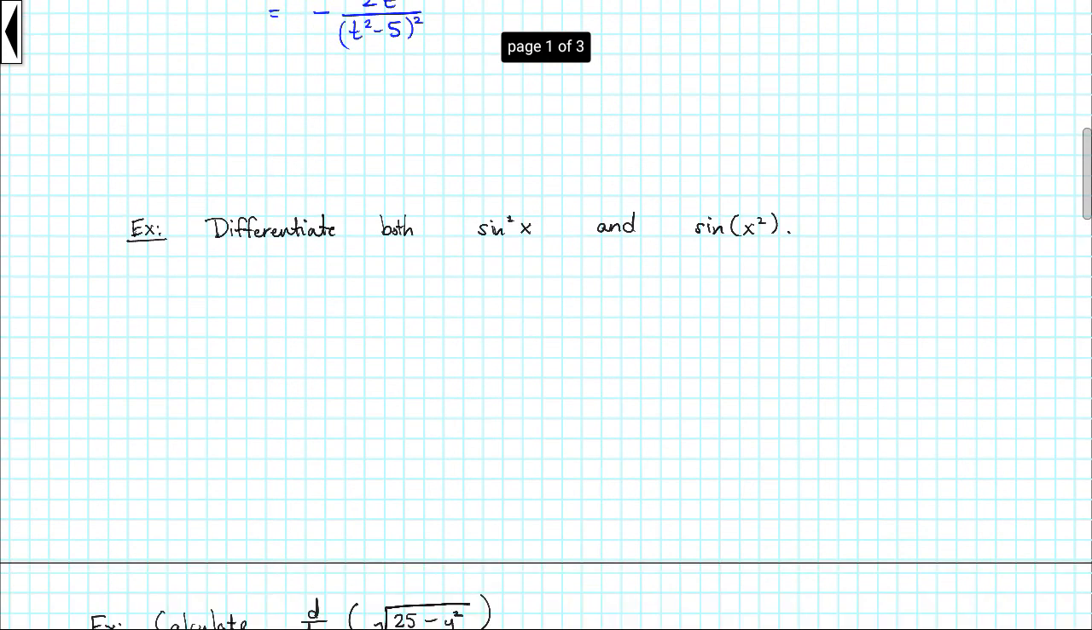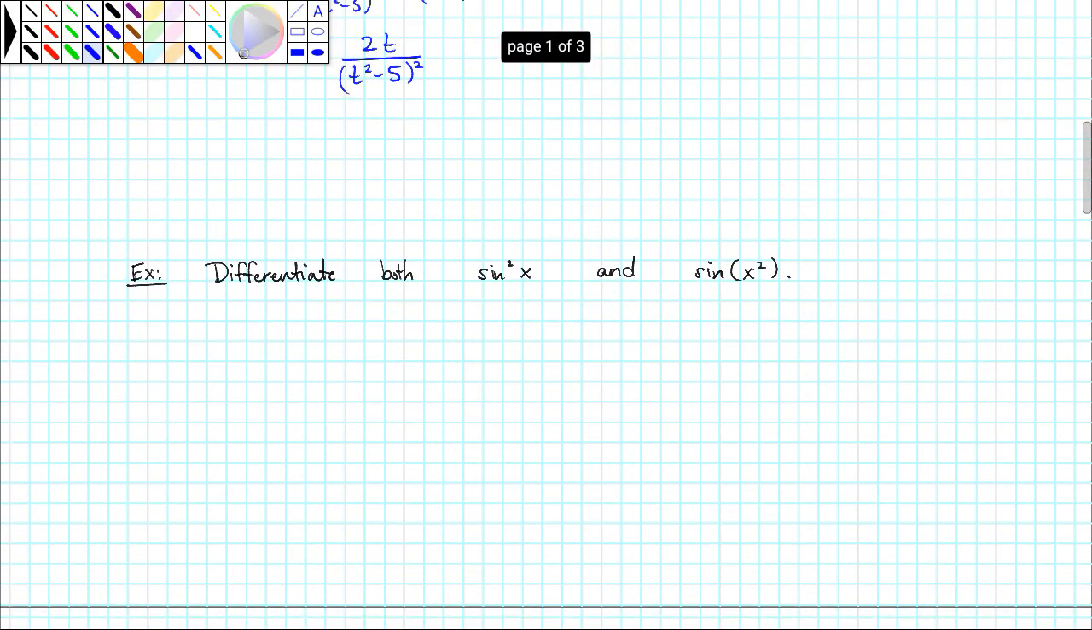Next I'm going to do both sine squared of x and sine of x squared. Differentiate both. We see in both of these cases we have a sine function and a square function, and the difference is which one is the inside function and which one is the outside function. Here, this can be rewritten as sine of x, all squared. So here the squaring would be the outside function, and in this one the squaring is the inside function.